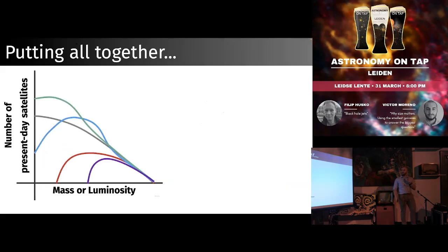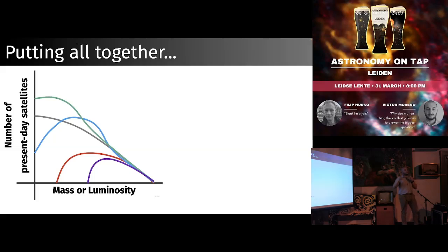Putting it all together, what you can do is predict the number of present-day satellites that you would have around the Milky Way, so the number of galaxies. These correspond to the different curves that we have, as a function of mass and luminosity. So this is a prediction, right? Different lines correspond to different dark matter models.